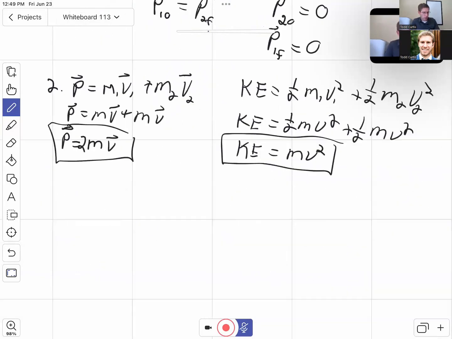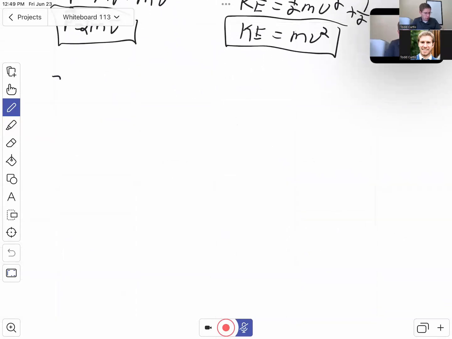And then the last question, question number 3, asks us about Newton's cradle. So if you've ever played with one of these, it's a fun toy. I always like playing around with it. I actually have one in my office and one in our physics lab.